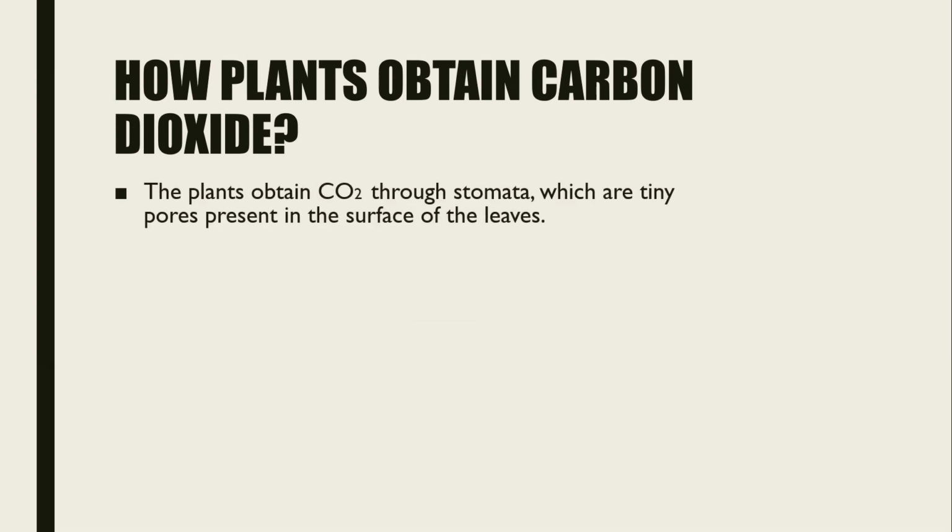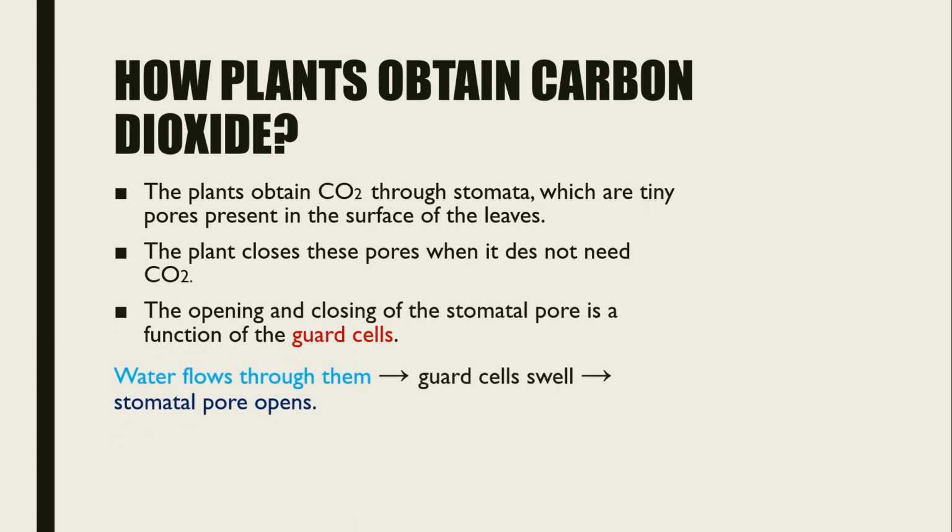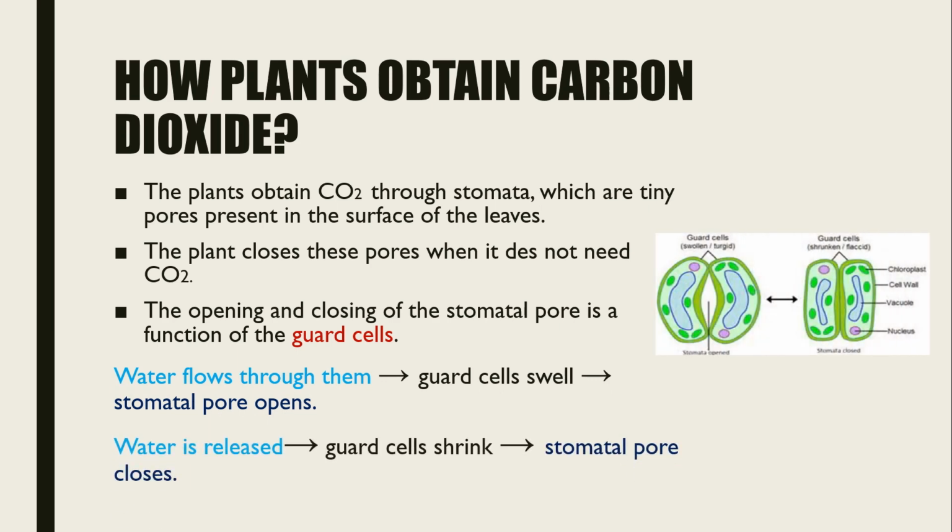So the plants obtain carbon dioxide through stomata, which are the tiny pores present on the surface of the leaves. And the plant closes the stomatal pores when it does not need carbon dioxide. And the opening and closing of the stomatal pore is a function of the guard cell. This stomatal pore opens when the guard cell swells, and this stomatal pore closes when the guard cell shrinks.